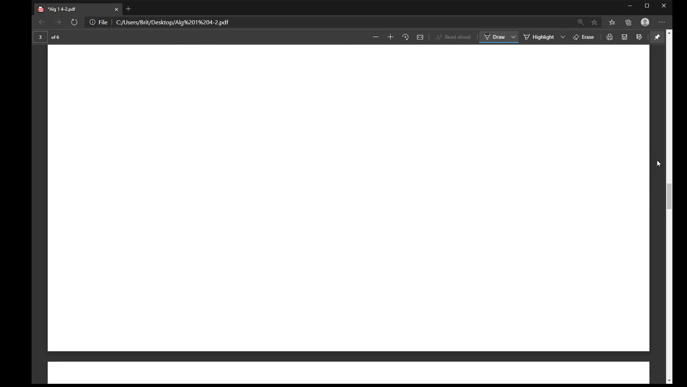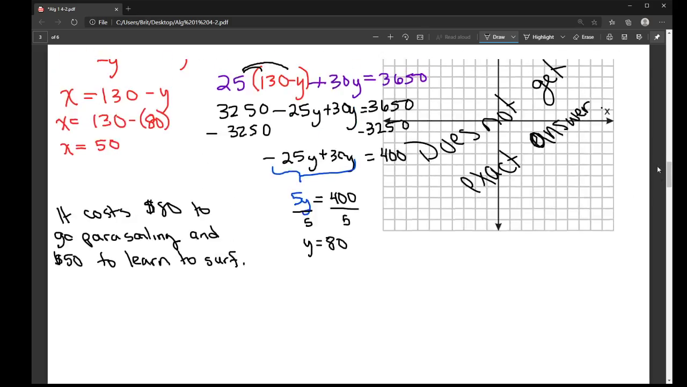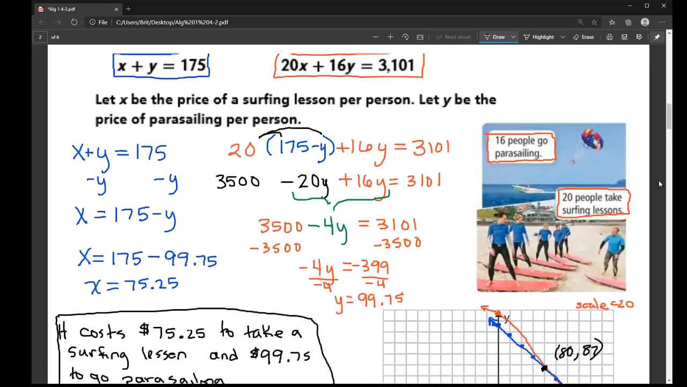So there we have it. That is a comparison between graphing and between substitution.